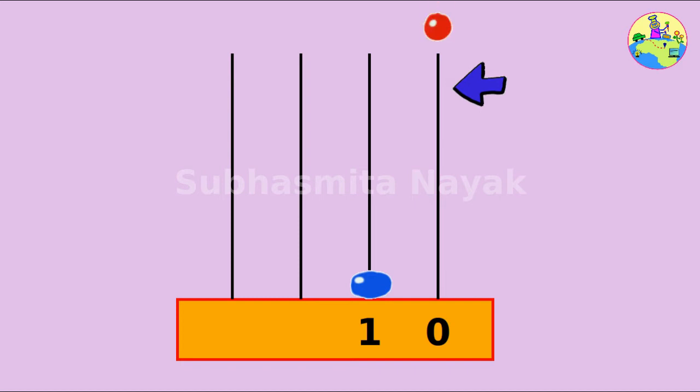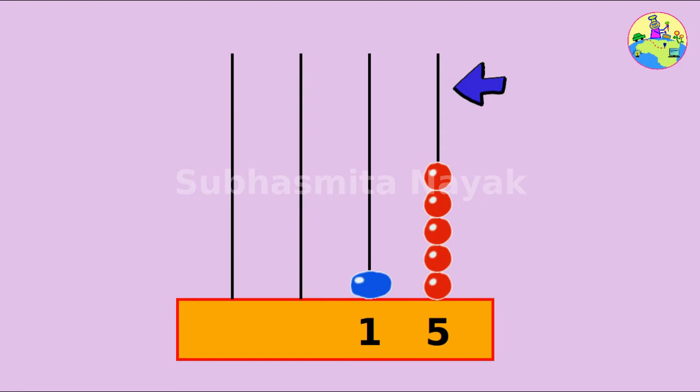Let's count further. Let me add one more bead. We have one big bead here for 10 and one here. So it is 11. Let's add one more bead, so it is 10, 11, 12. We read this as 1, 2, 12. Adding another bead, it is 1, 3, 13. Adding another bead, it is 1, 4, 14. Adding another bead, it is 1, 5, 15.